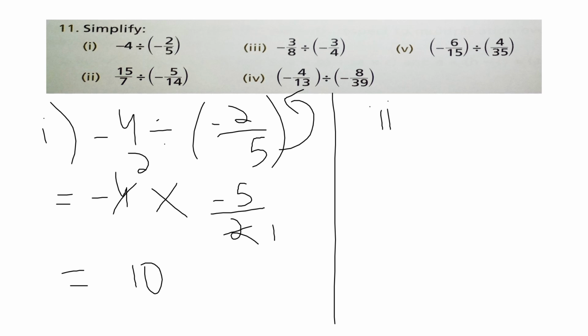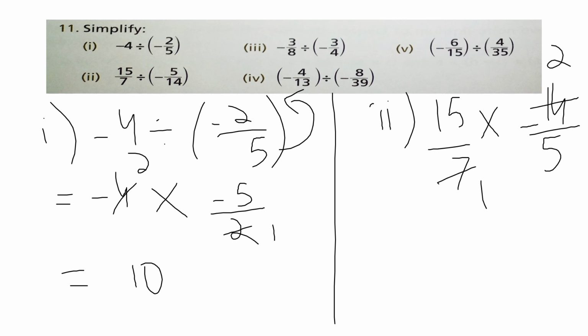Then the second part is 15 by 7. Change the division sign into multiplication and the next fraction will be inverted. It will become 14 by 5. Now cutting. It will become minus 6 by 1. It means minus 6. Similarly, you have to do the third and fourth parts. I'm going to do the last part, which is the fifth.